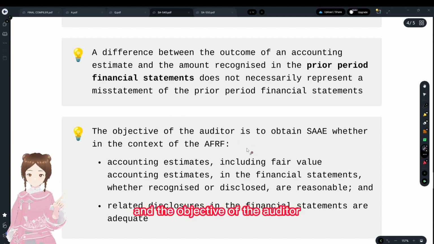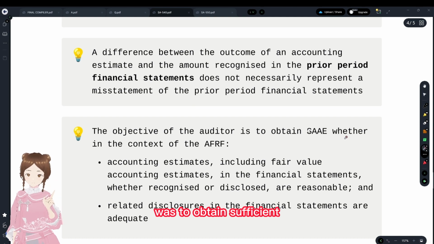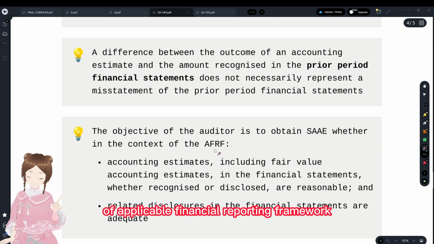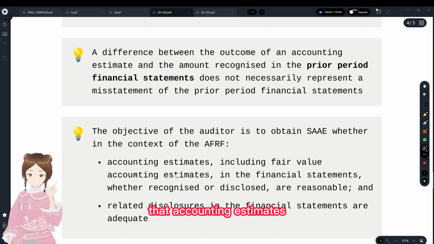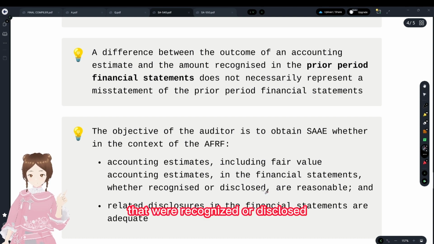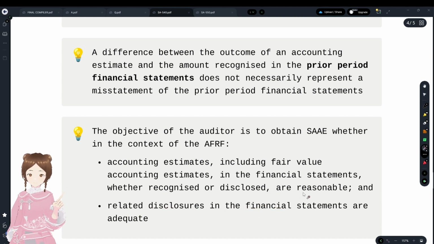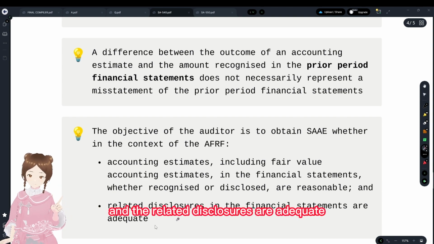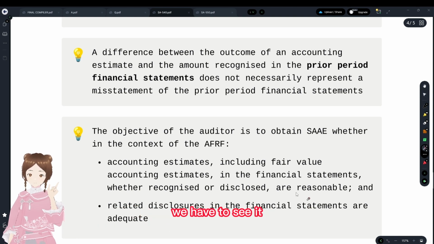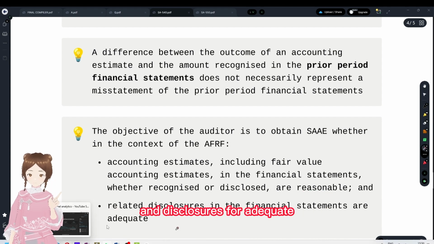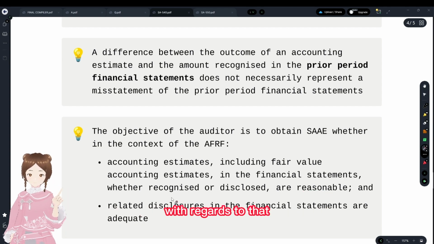And the objective of the auditor is to obtain sufficient appropriate audit evidence in the context of the applicable financial reporting framework that accounting estimates, including fair value accounting estimates that were recognized or disclosed, are reasonable. The accounting estimates have to be reasonable, and the related disclosures are adequate. We have to make sure of that.